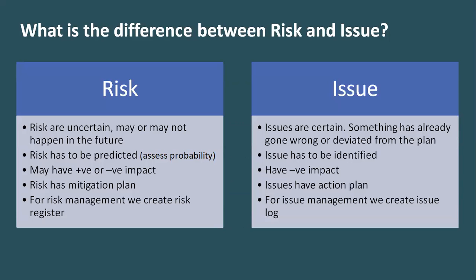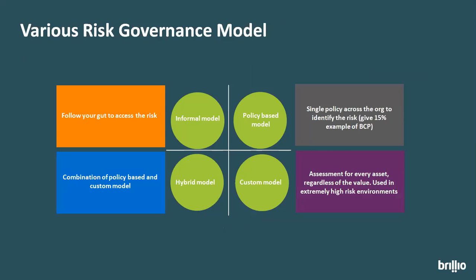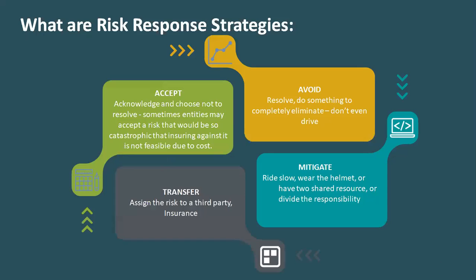For risk, we create a register. For issues, we create a log. There are different risk governance models. Informal model; policy-based, when there is a single policy; custom-based, when it depends on project to project. Hybrid model is when you have a single policy and a custom model as well. Most of the IT industries are using the hybrid model. Now, how do we respond to the risk? Avoid it, mitigate it, transfer it, like take the insurance, or accept it. Like, I accept it, I'm going to drive a bike.